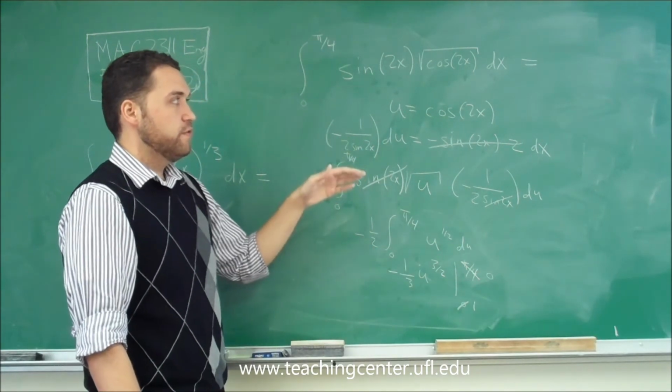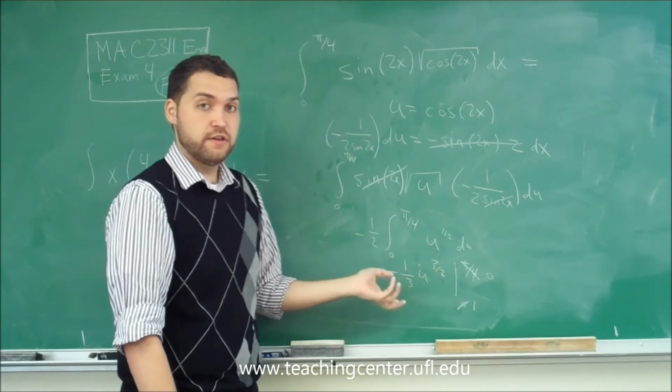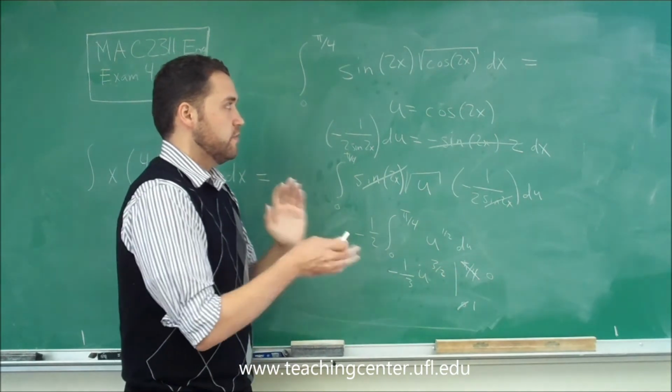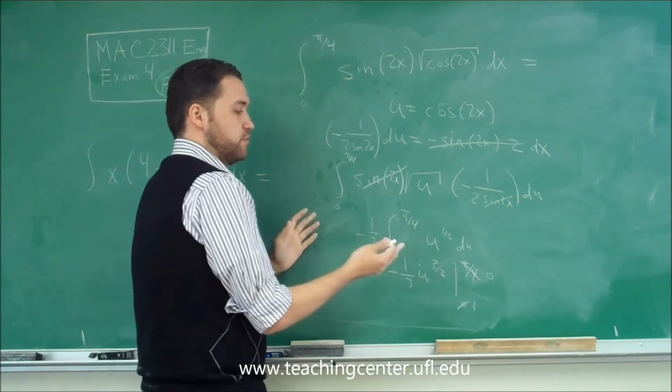Now, it's up to you which way you want to do it. Keep the u and change the bounds, or keep the bounds and change the u. In the end, neither way is shorter. You're pretty much doing the same thing, just in a different order. So it's just personal preference.